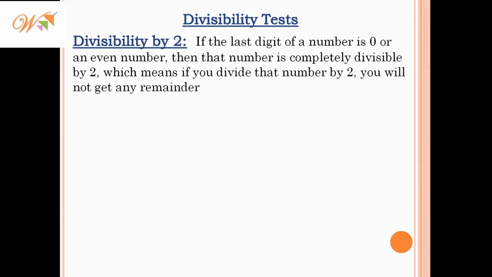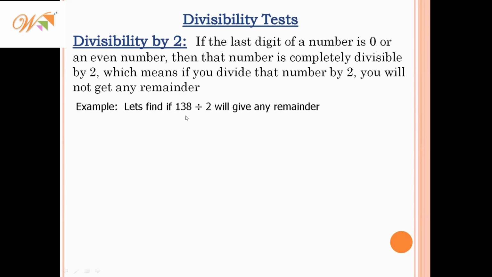The divisibility test of 2 says that if the last digit of a number is 0 or an even number, then that number is completely divisible by 2, which means if you divide that number by 2, you will get no remainder. For example, if you have to find if 138 is divisible by 2 or not, or will it give any remainder? According to this rule, we check if the last digit of this number is an even number. The last digit of this number is 8.